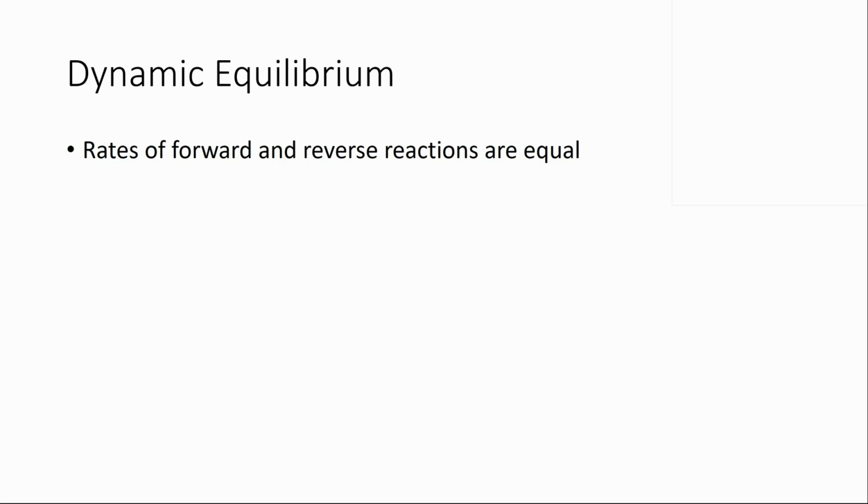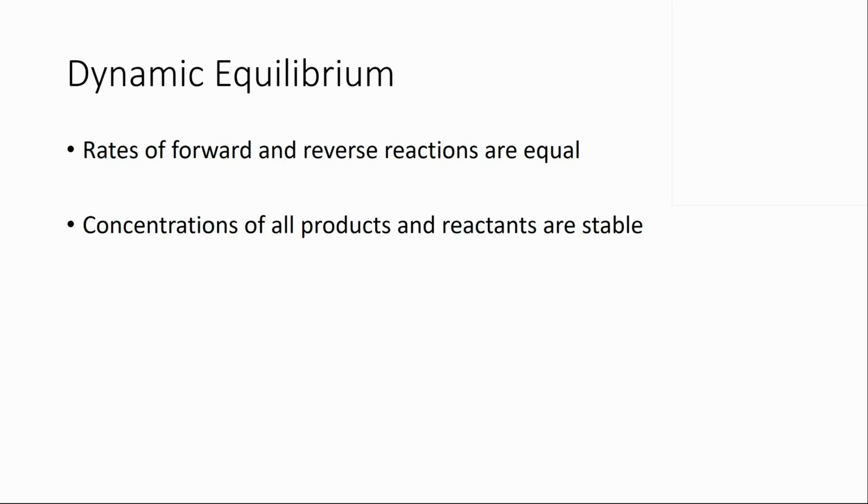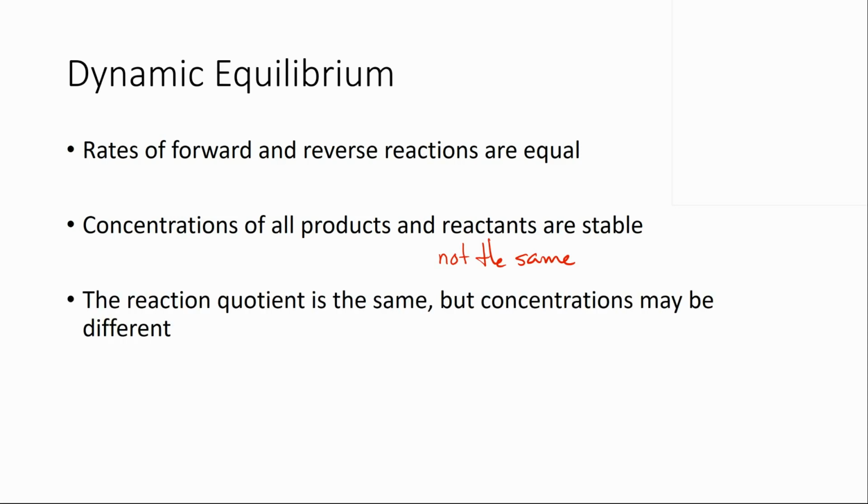When we have dynamic equilibrium, the rates of the forward and reverse reactions are equal, but they are not equal to zero. They're still interconverting, and that becomes very important as we go forward and talk about things like Le Chatelier's principle. The concentrations of all the products and reactants are stable, but not necessarily the same. So at equilibrium, it is not necessarily true that the concentration of products equal the concentration of reactants. The reaction quotient is the same, but the concentrations may be different.